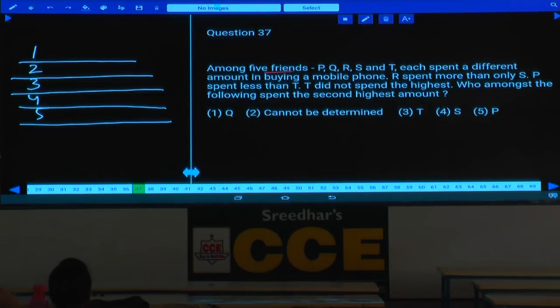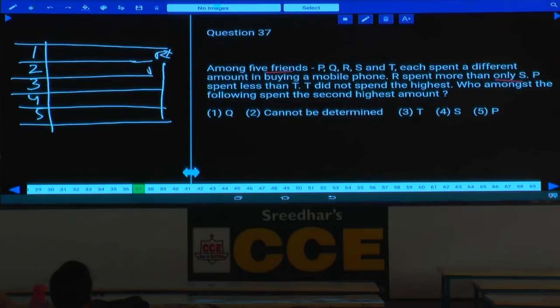The first condition is related to R. R spent more than only 1 person, so tell me what are the positions of these 2 persons, R and S. Can R be at the first place or not? If R is at the first place, then R spent more than 4 persons rather than 1 person. Hence R cannot be at the first place.